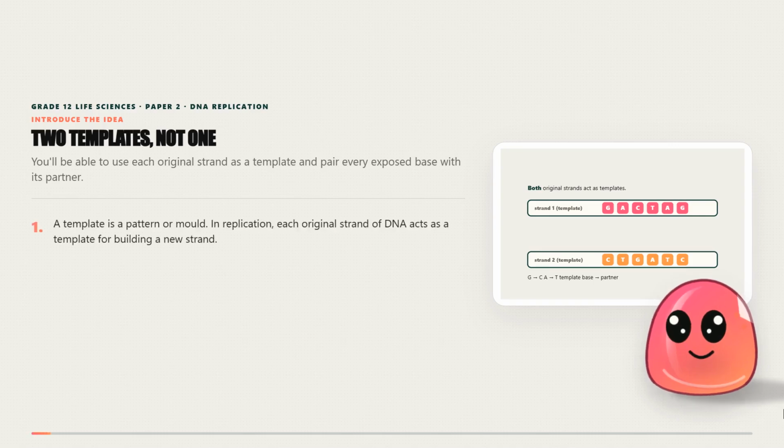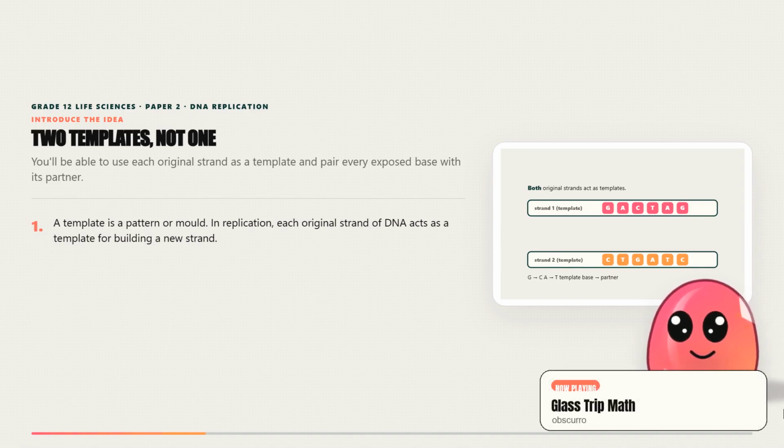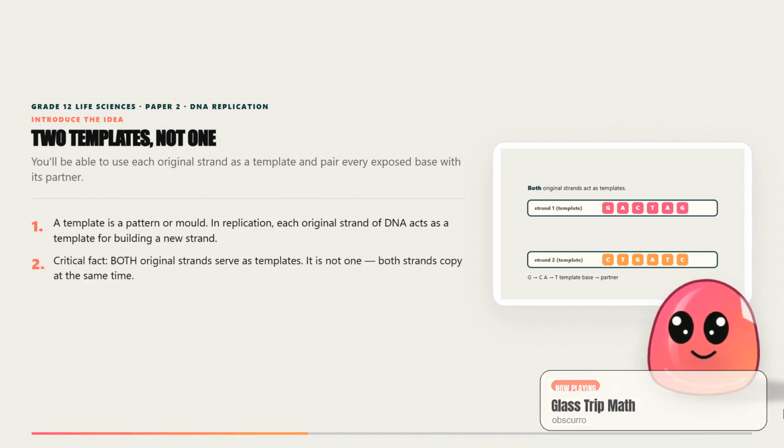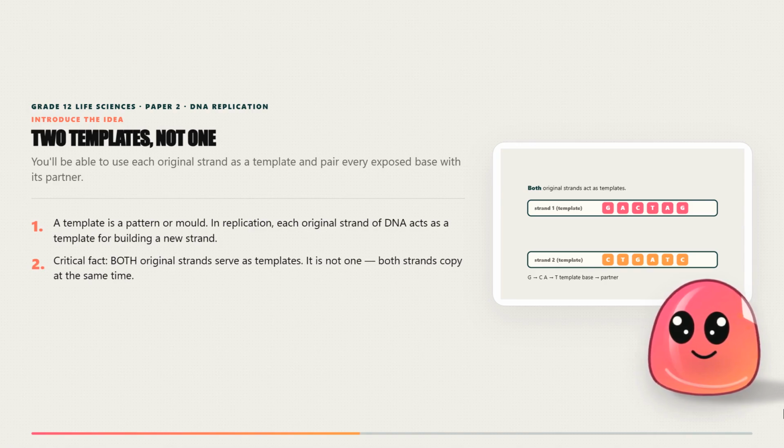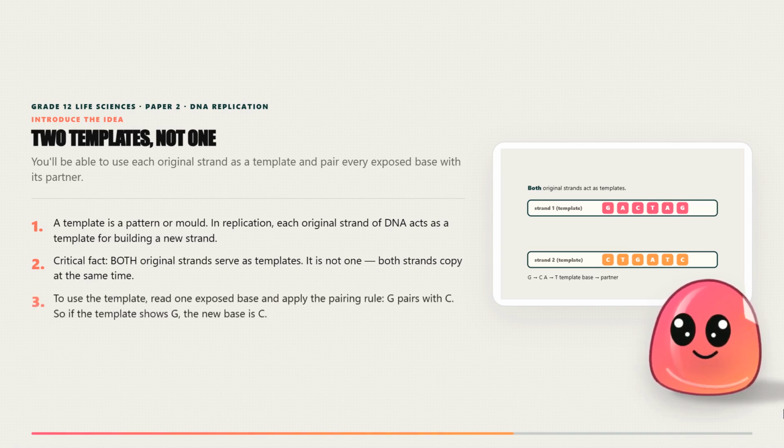Once the strands are apart, each one does the same job. Each original strand acts as a template, a pattern for building a new complementary strand. Two facts matter here. First, both original strands are templates, not just one. Second, to use a template you read one exposed base and pair it. Template G pairs with C, template A pairs with T. The rule never changes.